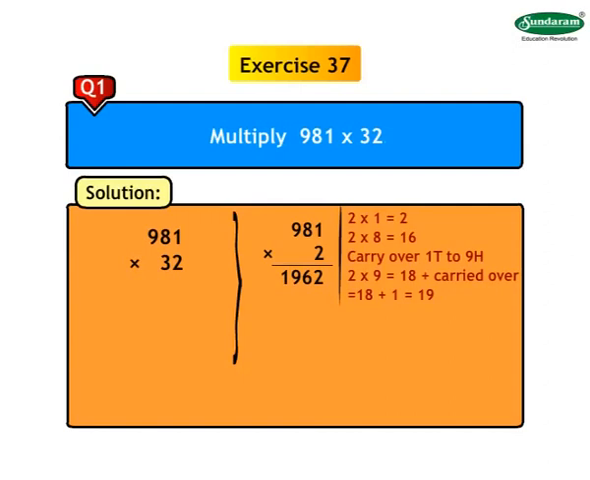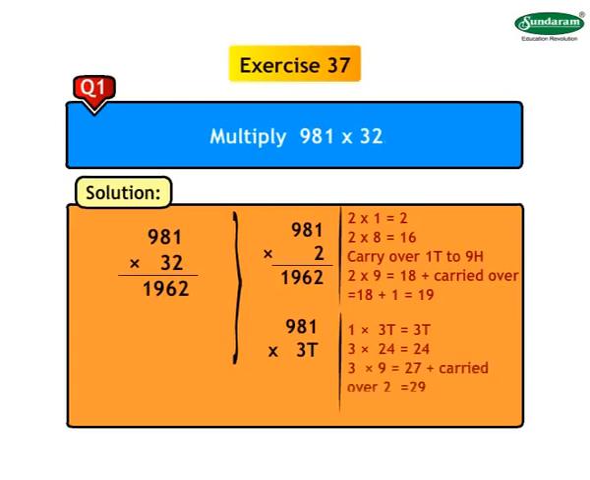Write this first product below 981 into 32. Put a plus sign. Next, multiply 981 by 3 tens of the multiplier 32. 1 into 3 tens is equal to 3 tens. 3 into 8 is equal to 24. Carry over 2 to 9 hundreds. 3 into 9 is equal to 27 plus carried over 2 is equal to 29.